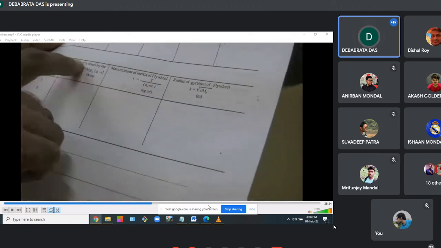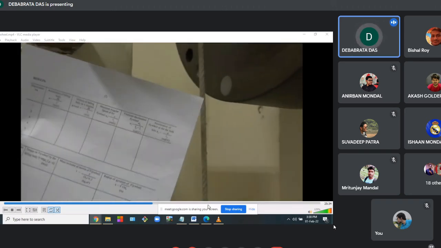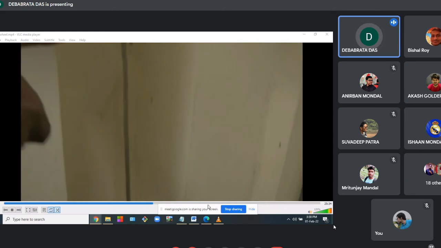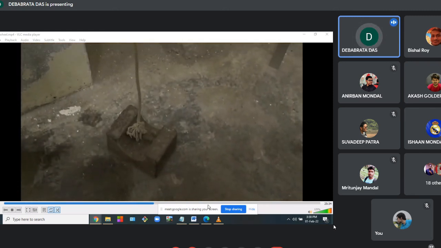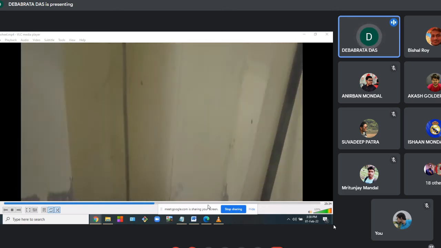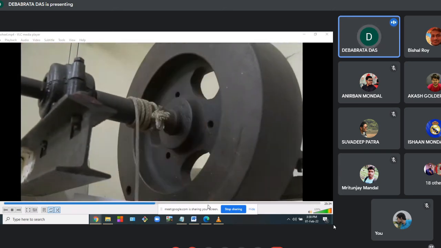And how to find this torque? If you draw the free body diagram of this falling weight while it is in motion before hitting the ground, that will give the tension developed in this wire, and that tension multiplied with the radius of the shaft will give the torque acting on the flywheel.